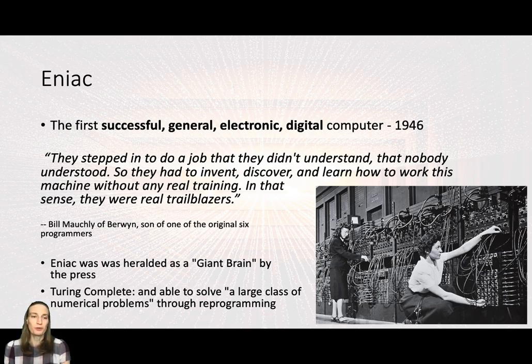This ENIAC computer was Turing complete. It means that it's able to solve a large class of many different numerical problems because it can be reprogrammed. Basically, it has software that can be changed.